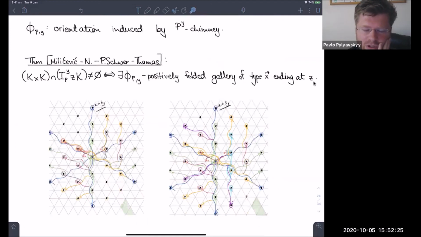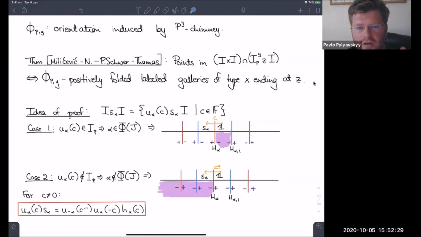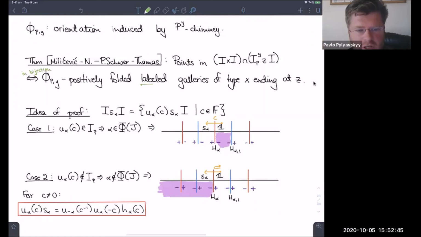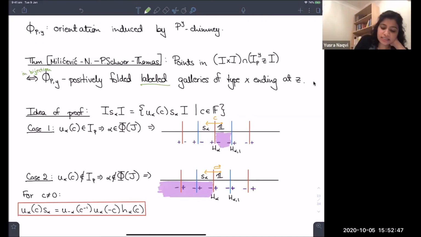Yes. Before you start, can you go to the previous slide? Yes. So here in the theorem, you meant to say there exists positively folded labels. So really this one is saying that they are in bijection. Points of intersection. Yeah, so these are really G mod I points, in bijection with the positively folded labeled galleries, but here I need to keep track of a parameter.